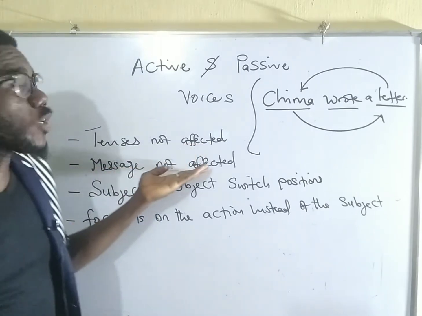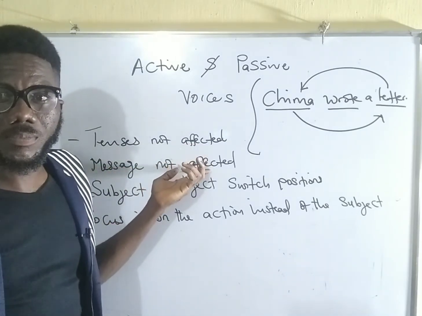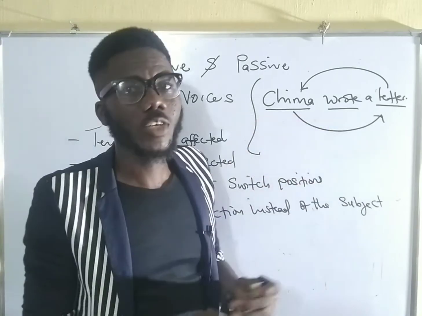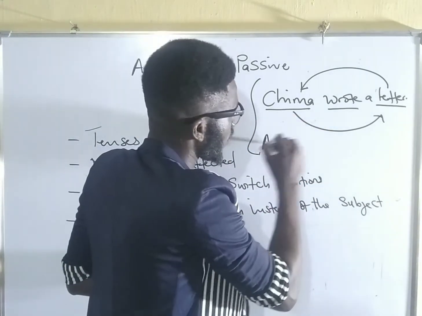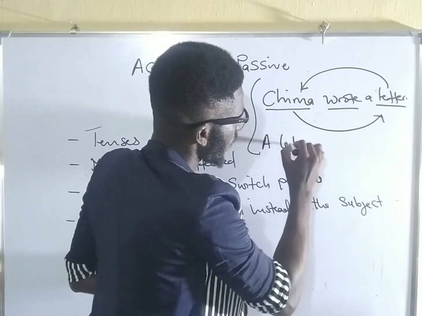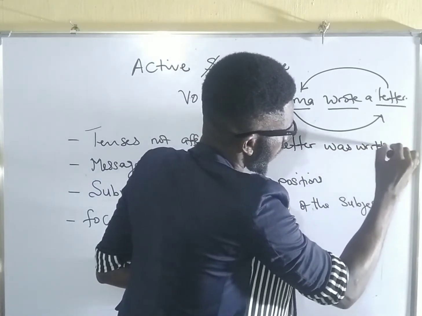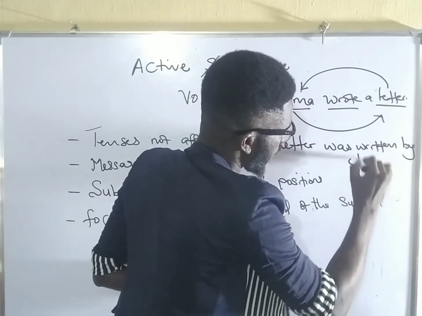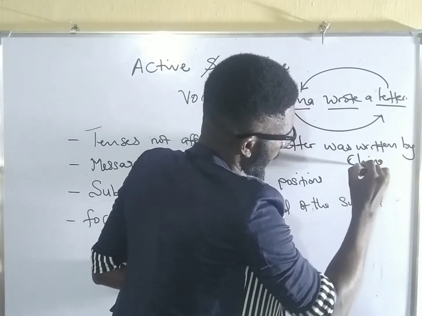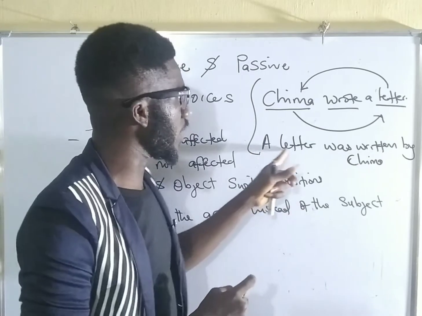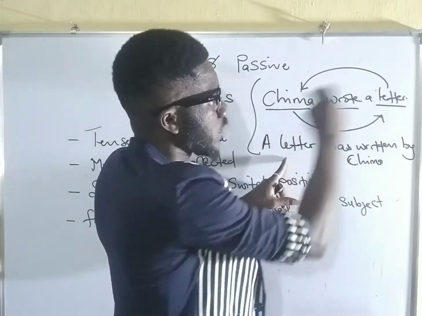Now, the message is not affected. It still says the same thing. If we are to change this, you have a letter. That is what you have here. A letter was written by Chima. This letter has taken this position and Chima has gone back.